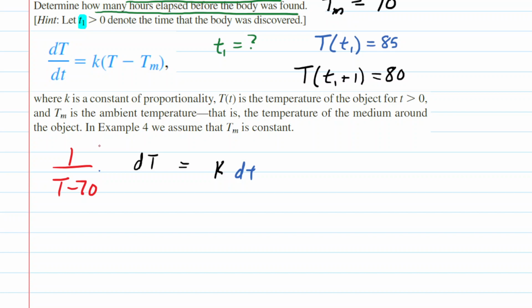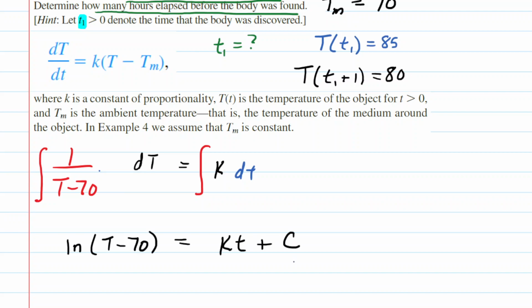After separating the variables, we need to next integrate both sides of this equation. Now hopefully from a calculus course, you know that the integral of 1 over T minus 70 is the natural log of the quantity T minus 70. And then on the other side, you're integrating a constant with respect to t, so that integral is just the constant multiplied by t. And then we have to add an arbitrary constant of integration.